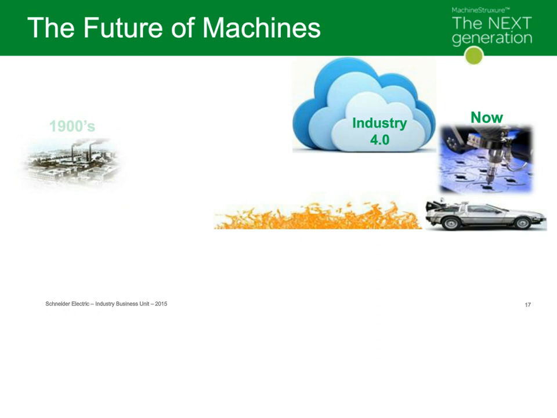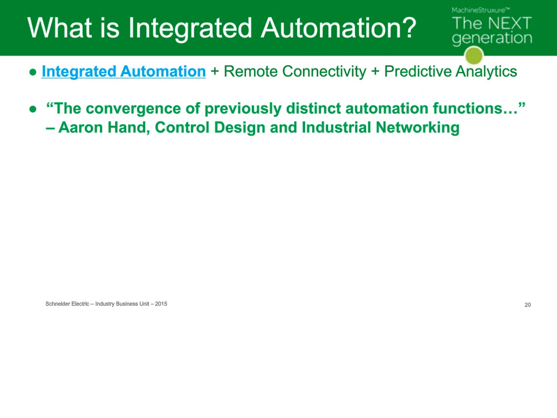Industry 4.0 is really characterized by a few different components. One of them being integrated automation. So we're seeing automation kind of converge. We're seeing remote connectivity aspects and, of course, predictive analytics. Those three components really make up the breadth of Industry 4.0.